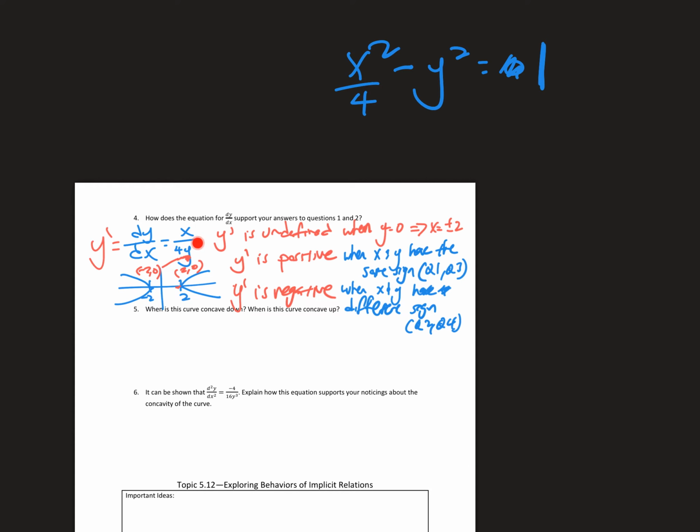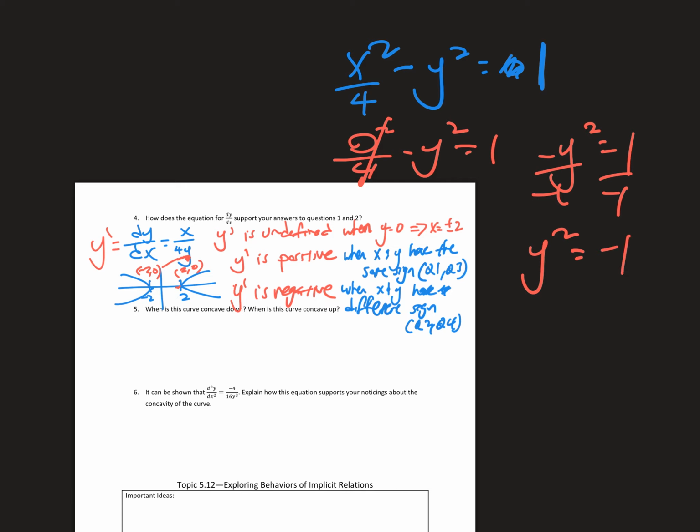You might say something like, oh, we can just make the numerator equal 0. What if x equals 0? However, that's a problem because it doesn't satisfy our original equation up here. Let's see what happens. If I plug in 0 for x, then 0 squared over 4 minus y squared equals 1. The 0 squared over 4 becomes 0, so we just have negative y squared equals 1. We'll divide both sides by negative 1, so we get y squared equals negative 1. Then you square root, and you get y equals plus or minus the square root of negative 1, and this is an imaginary number.